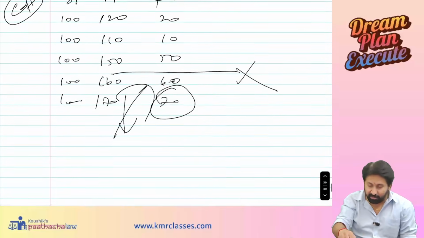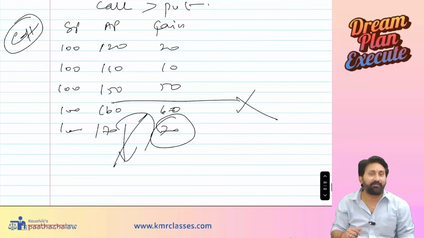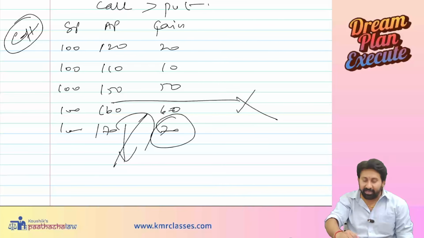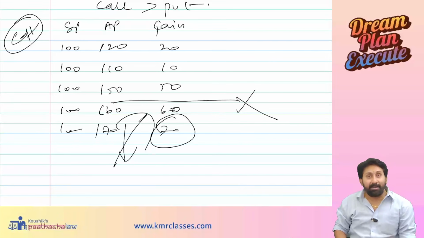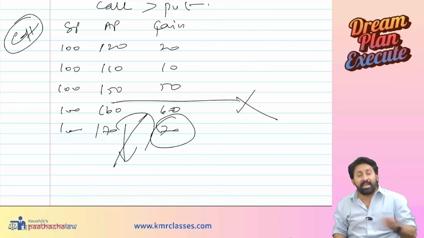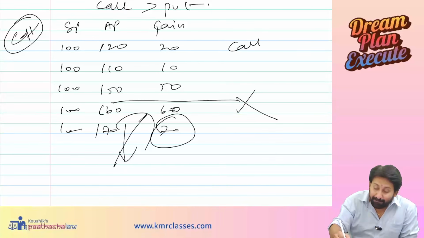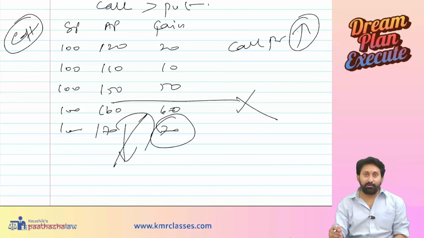170 can become 180. Now your profit is 80. Where is the end for this profit? Your profit from 70 can go to 80. 80 can go to 1000. 1000 can go to 1 crore also. Since there is no upper limit, it can go to any extent. Therefore, call premiums also will have higher value.